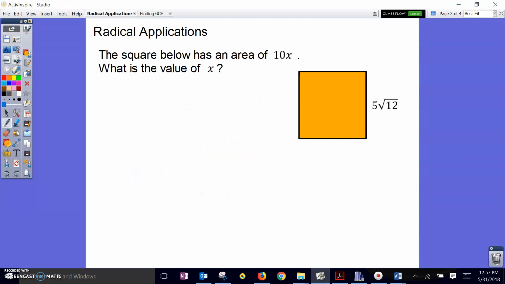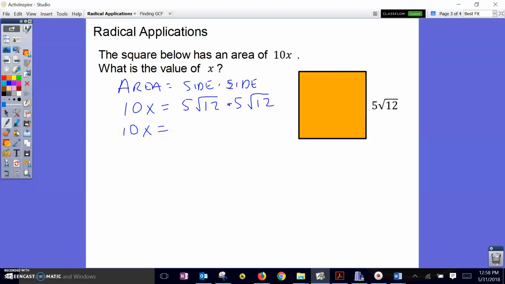Okay. Do another square problem. The square below has an area of 10x. What's the value of x? Again, we go back to area equals side times side. So 10x is equal to the length of the side times the length of the side.